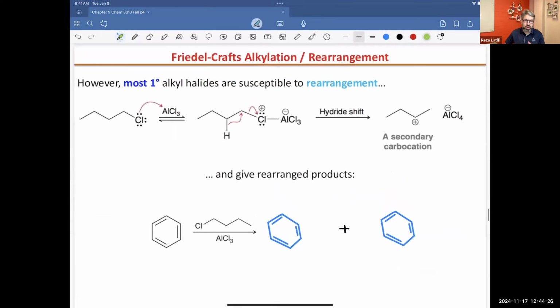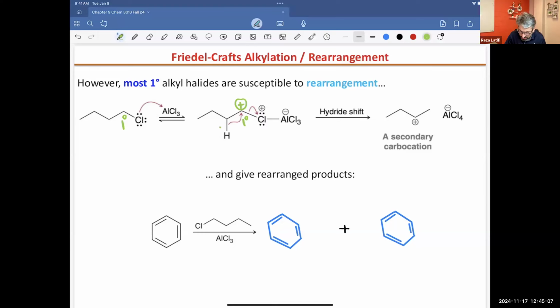Now, one issue with the Friedel-Crafts alkylation reaction is rearrangement. If you take, for example, a primary alkyl halide, it is going to react with a Lewis acid like aluminum chloride and generate a carbocation, and that carbocation is primary. We can say if we generate a positive charge on that carbon, it will be primary. Now, we know primary is not stable, so we're not going to be able to get the primary. So what will happen?